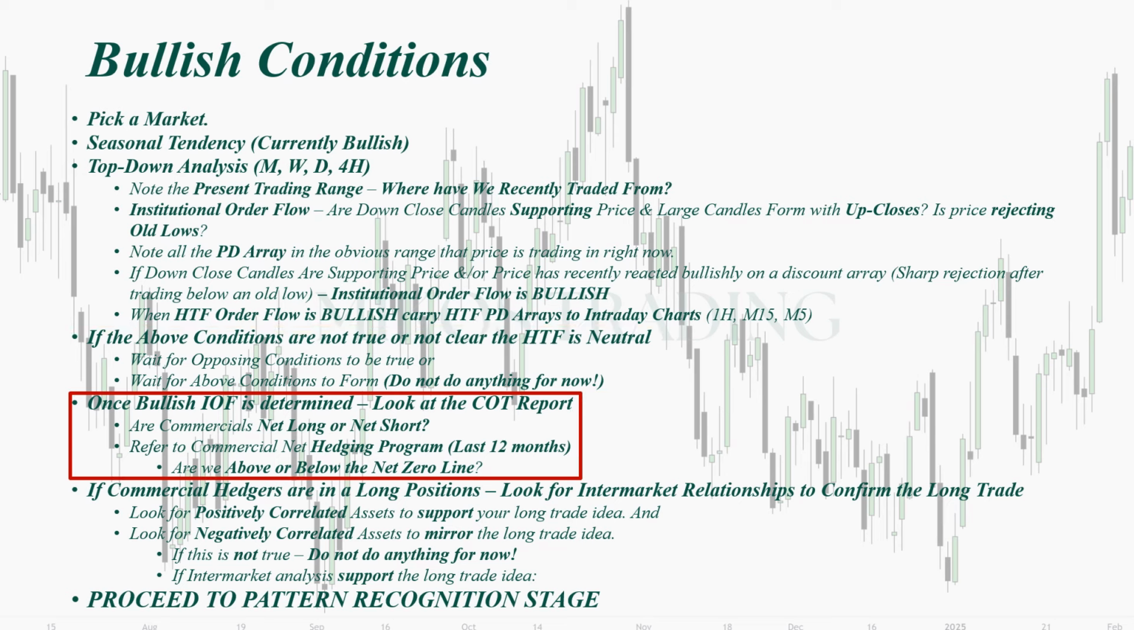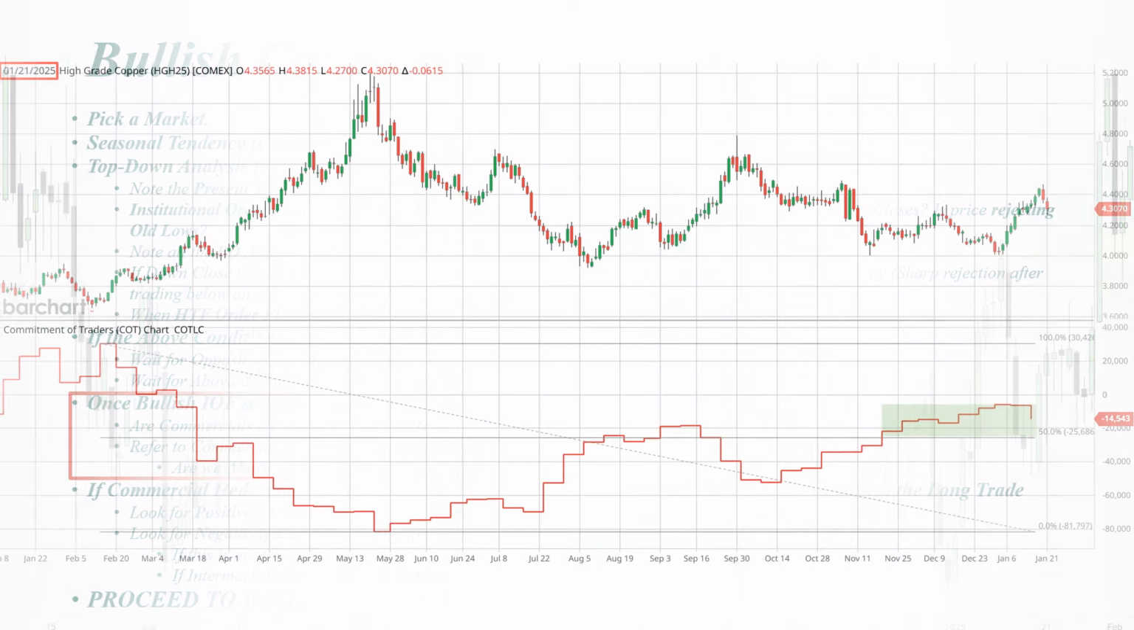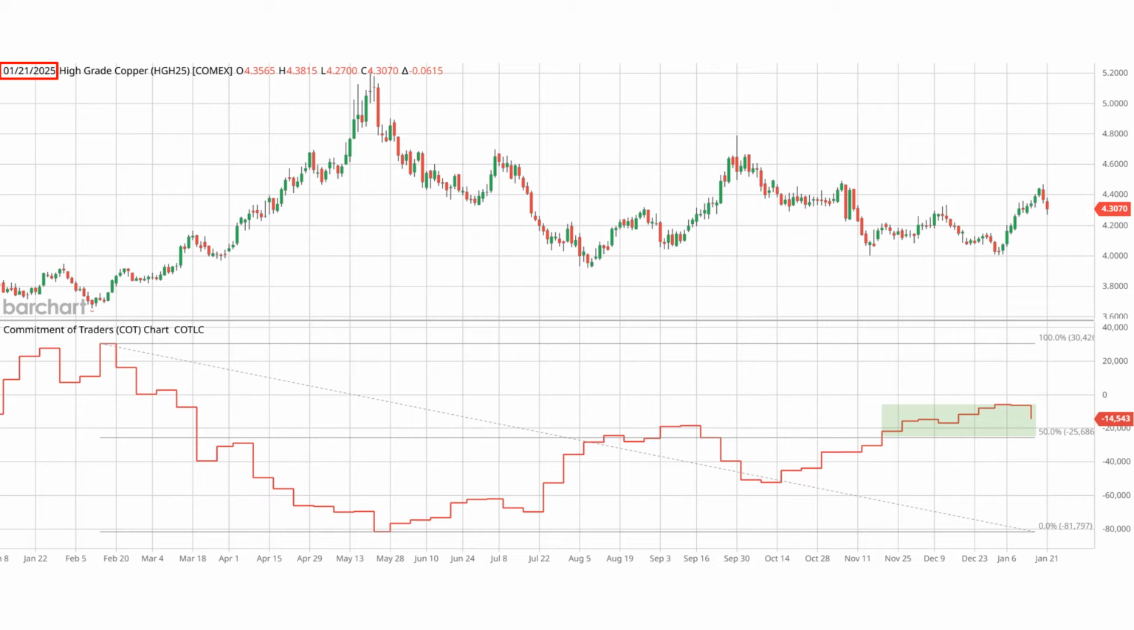Once institutional order flow is determined, I refer to the Commitment of Traders report. As I have mentioned at the beginning of the video, I did my higher time frame analysis on 21st of January. So here we can see the COT report from 21st of January. Commercials are in a net short position, but if we look at the commercials hedging program, we can see that they are in fact bullish, which further increases our odds of success.